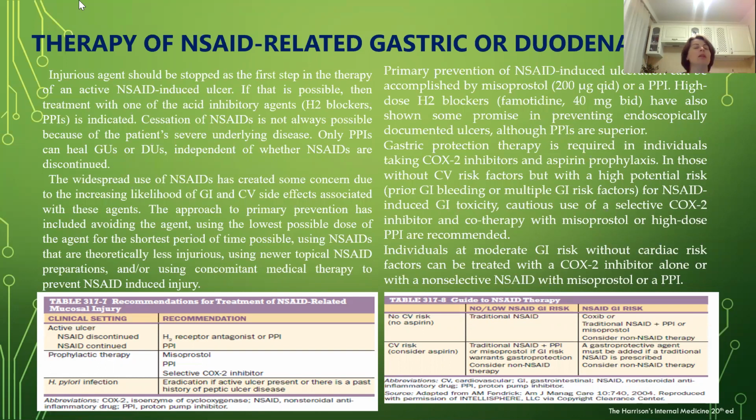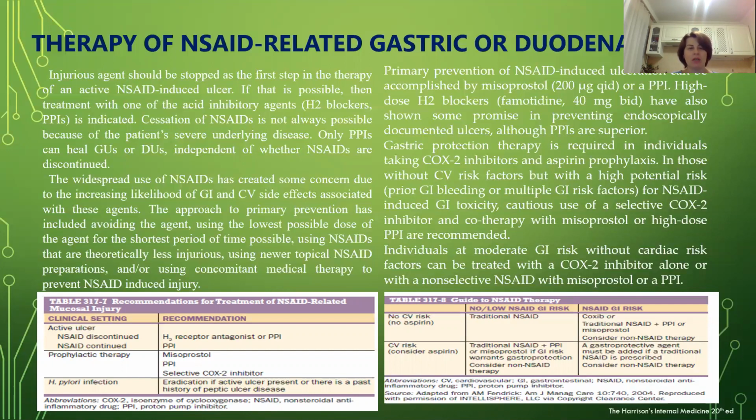NSAID ulcer treatment includes different strategies. The injurious agents should be stopped as the first step in the therapy of an active NSAID-induced ulcer, if that is possible. Then treatment with one of the acid inhibitory agents is indicated, and you should remember PPI is the first line of agents. Cessation of the NSAIDs is not always possible because of the patient's severe underlying disorders, as, for example, severe bronchial asthma, connective tissue disorders, or autoimmune disorders. Only PPI can heal gastric and duodenal ulcer independent of whether NSAIDs are discontinued.